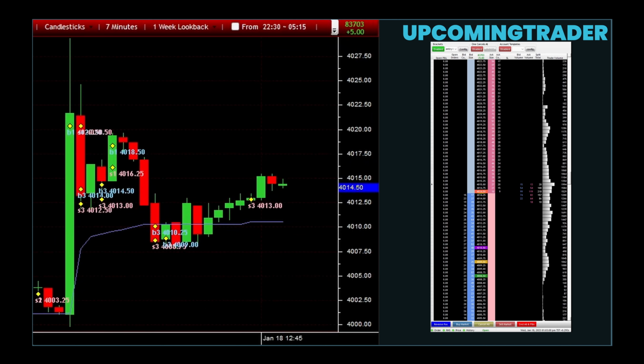The dark cloud cover is the bearish counterpart occurring during an uptrend. It involves a long bullish candle followed by a bearish candle that closes more than halfway down the body of the previous bullish candle, indicating a potential trend reversal to the downside.